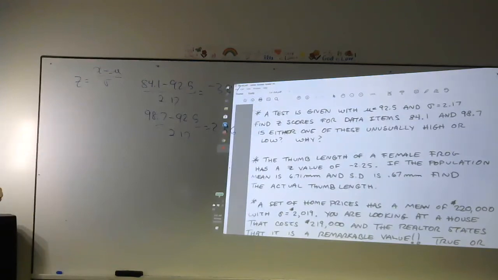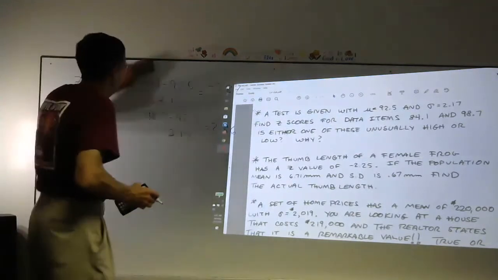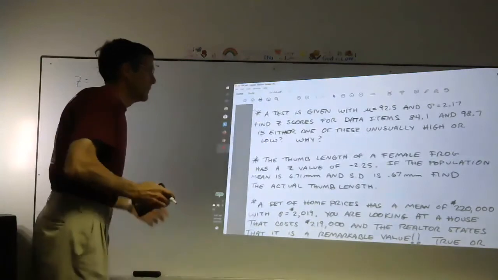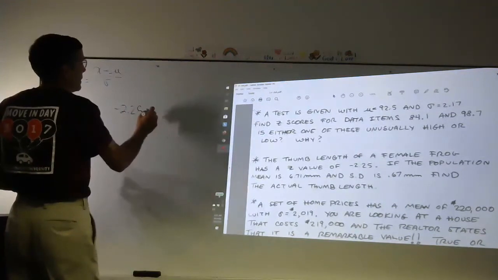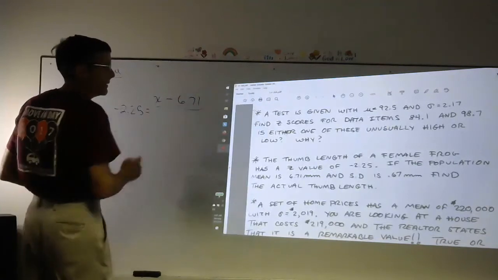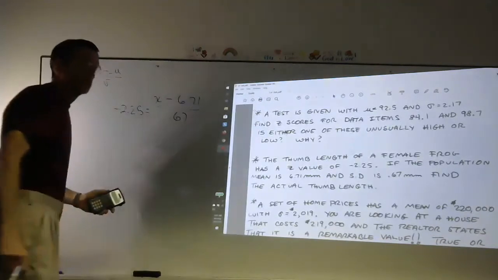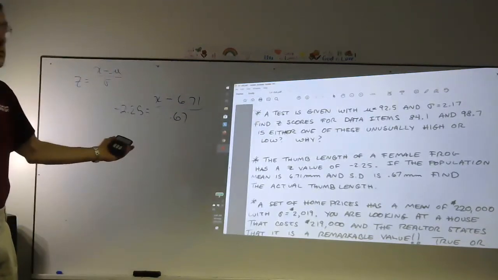The thumb length of a female frog has a z-value of negative 2.25. If the population mean is 6.71 and standard deviation is 0.67, find the actual thumb length. Okay? 2 ways you can do this problem. First, you can do it using your formula, which many of you will like to do. So let's set it up in the formula. The z-value, negative 2.25, is equal to the x value, which we don't know, minus the mean, 6.71, over the standard deviation, 0.67, right? You can cross multiply and solve for x. Okay? Do it by the formula.